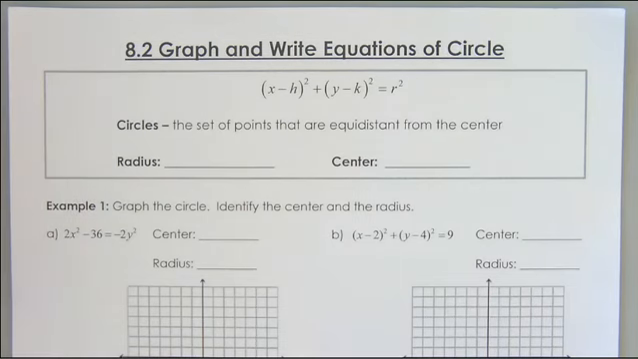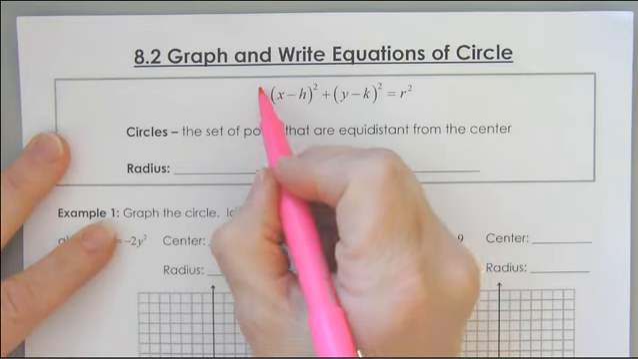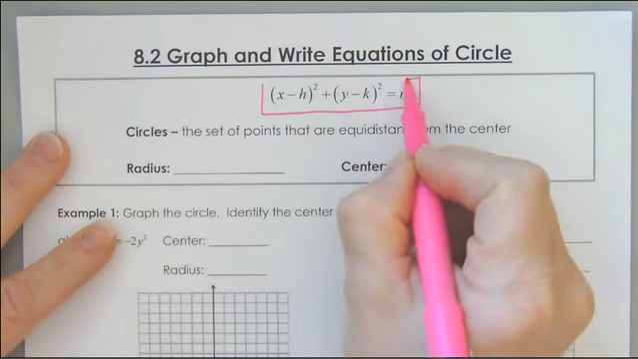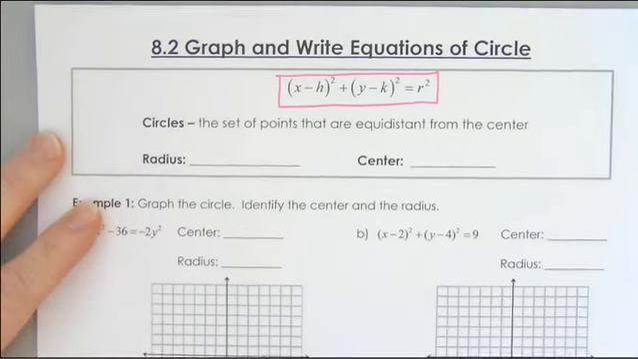Hi guys, today we're going to be working with circles. So we're going to graph and write equations of circles. You may remember doing some of this in geometry. Here's the formula right up here. We've got (x minus h) squared plus (y minus k) squared is equal to r squared.